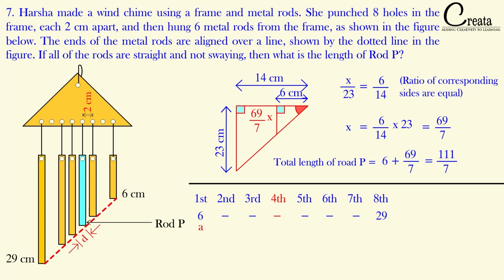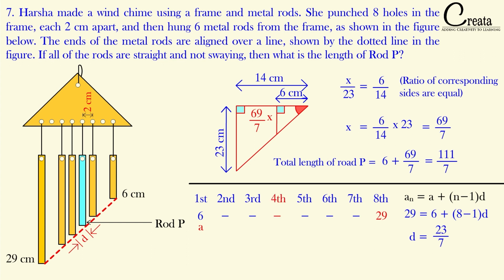The last item is given as 29 centimeter. So we will apply the AP formula, that is a_n is equal to a plus (n minus 1)d. The last item is the 8th item. So here n will be equal to 8 and a is equal to 6 centimeter. Let's put the values. We got d as 23 upon 7 centimeter. So we got d, that is the distance between the two items or the two components.